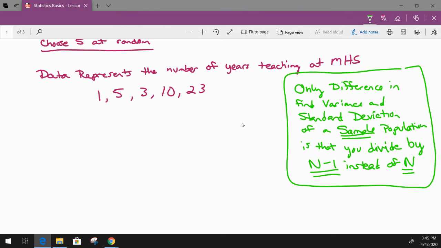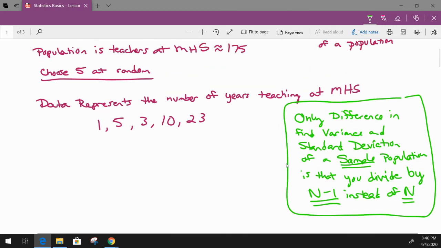If you know exactly how many people are in this population, like we did in the last couple lessons, then you would just divide by n. But if you are finding statistics for a larger set of data and you're only choosing a smaller set of data at random, then for some reason, mathematically and statistically, the number comes out more accurate when you divide by n minus 1 rather than by n.